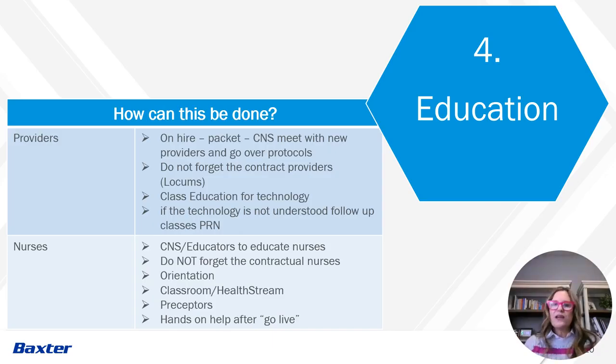Those contractual people that come into our institution, it's still our responsibility to educate them and tell them what our expectations are. We don't want to have poor outcomes because we haven't educated them on the protocols that we're doing at our hospital. Orientation is very important for all nurses, and we can also build on that orientation by having health streams that cover the information first, and then they could come into a classroom situation. Also educating our preceptors, making sure that they have hands-on help after go live, also making sure the preceptors feel very comfortable with this information.